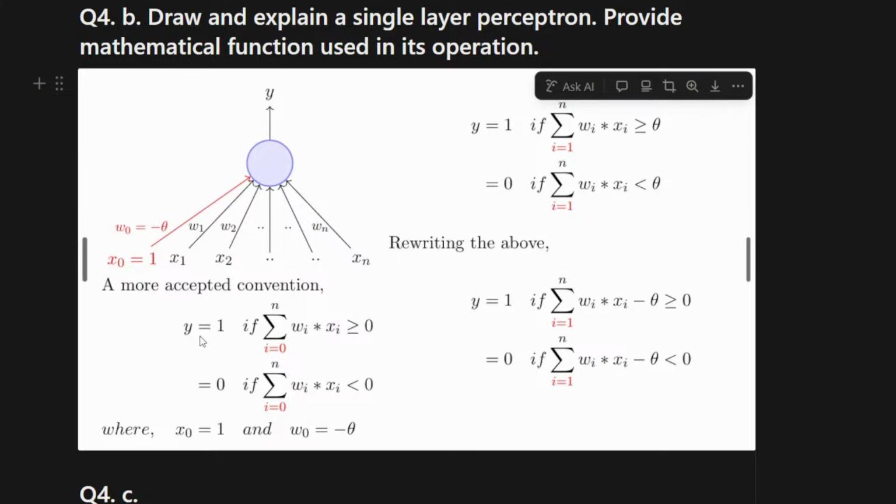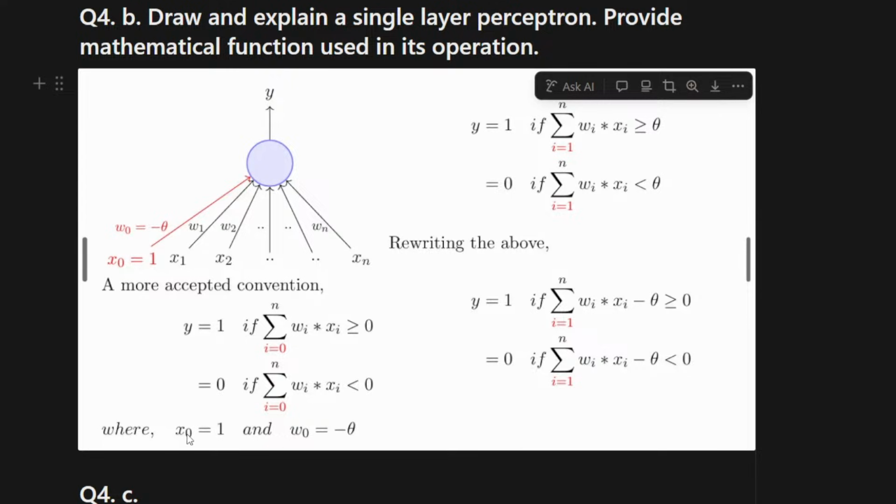It just says that y equals 1 if the sum of weight i into xi is greater than or equal to 0. The weights are weight 1, weight 2, weight 3, weight 4 till weight n, and x1, x2, x3, and so on till xn. So you have to write the sum of products of all these and check whether it is greater than or equal to 0. If it is, y will be 1, else it is 0.